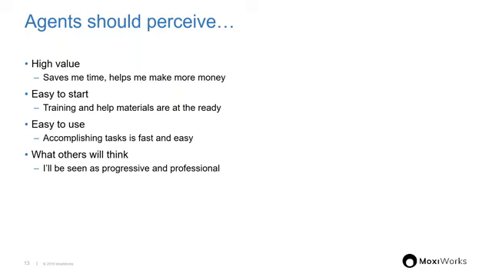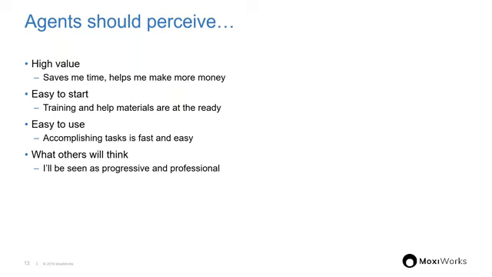So, you want to make sure that the training and help materials are at the ready and quick getting started documents. Those are things that we help provide, but also talking points that the manager can provide, that it is easy to jump into and easy to get started. And then are the tasks that you're wanting to accomplish easy to follow? Is it easy, the high value that it's going to bring to me as an agent, but is it going to take a lot of my time?